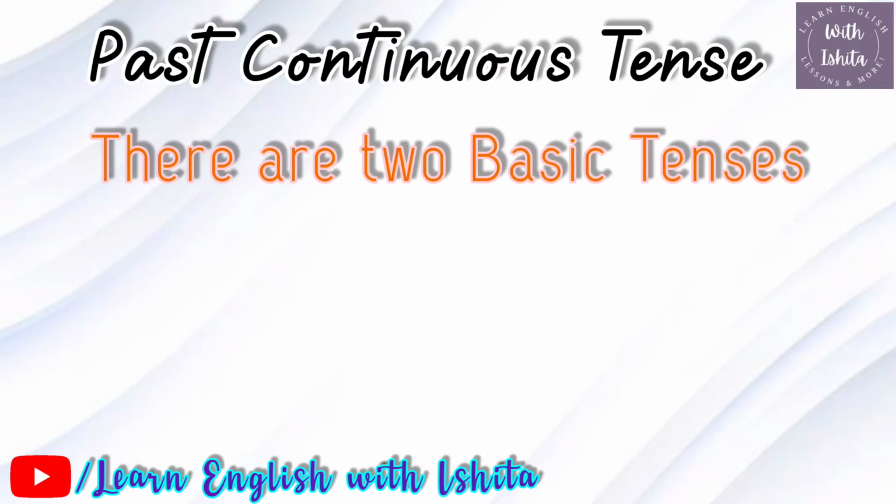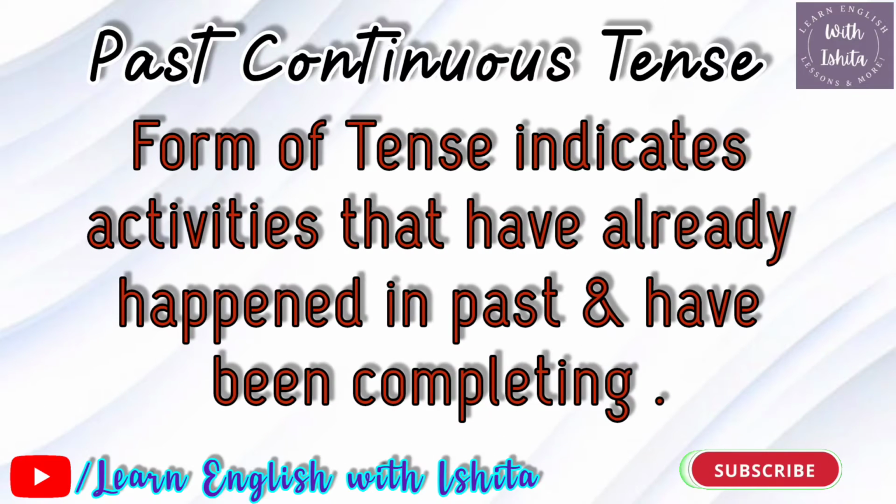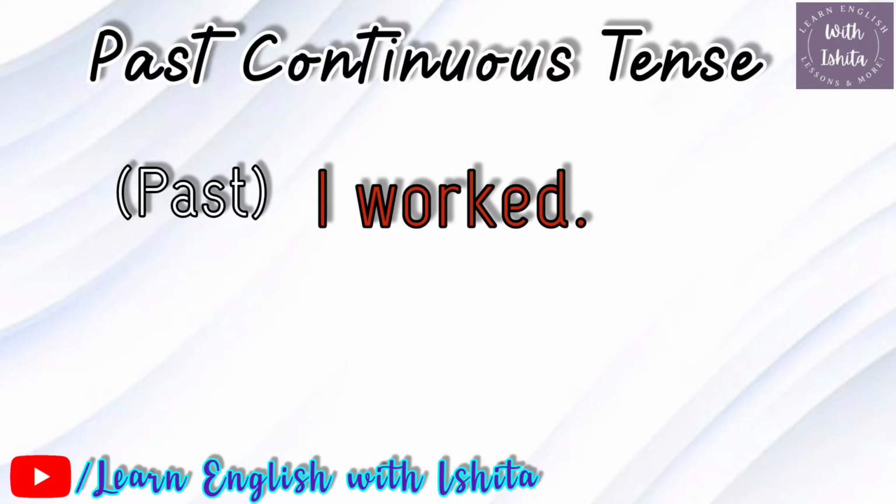So, when we are explaining something in English about the past, there are two basic tenses. Number one, the past tense, and number two, the past continuous tense. We discussed the simple past tense in the previous video, so now let's talk about the past continuous tense today. The past continuous tense is a form of tense that indicates activities that have already happened in the past and have been completed before the time of mention, okay? Now let's see the following examples.